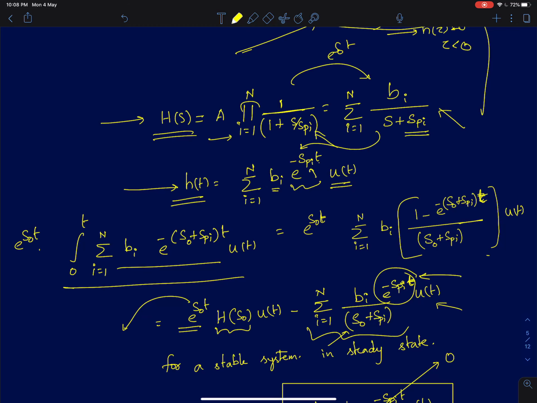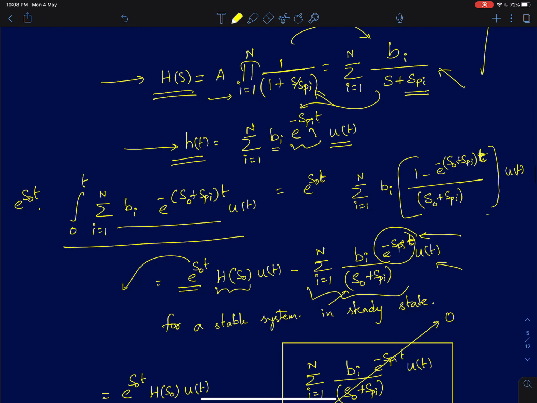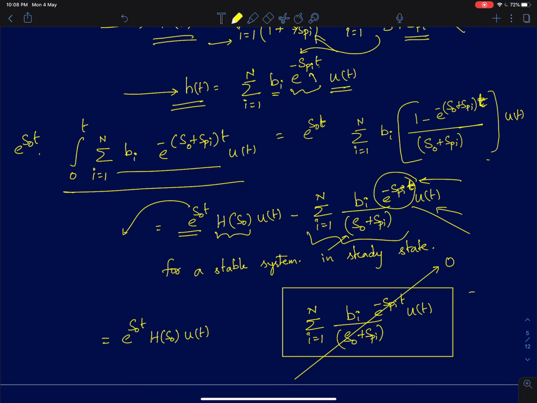Now, if I assume the system to be a stable system, then we know all the poles are in the left half of the s plane. So all the exponentials are going to decay down to 0 as t tends to infinity. So in the steady state, for a very large time, I can ignore the second term, which will go to 0. You'll only be left with the first term, which is e power s naught of t multiplied by h of s naught into u of t.